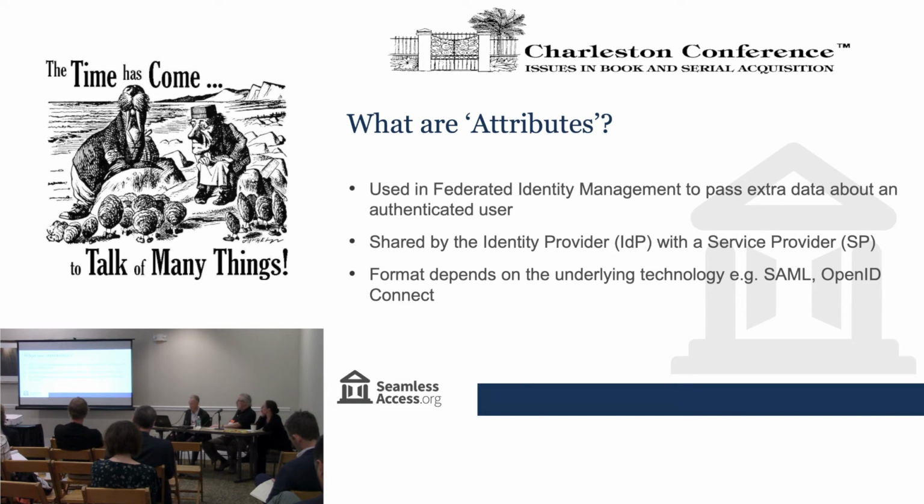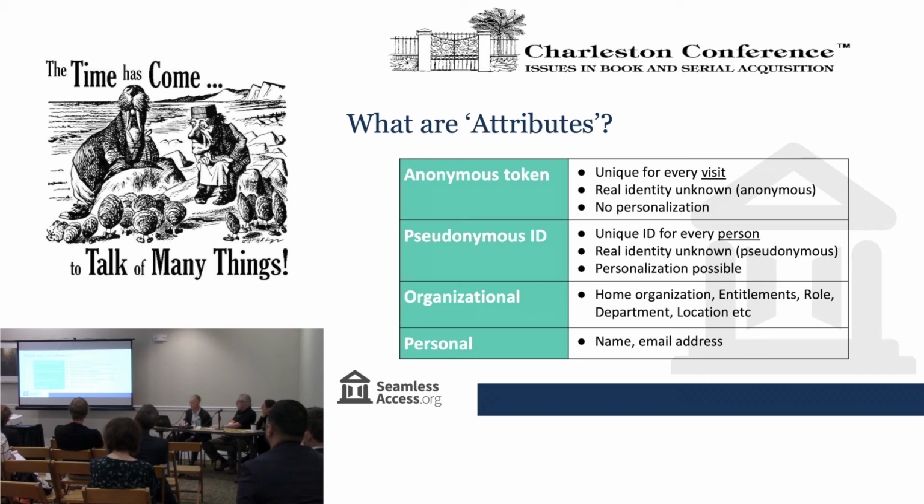So, in federated identity management, attributes represent extra data about an authenticated user. An attribute release is the process by which that data is shared as part of the sign-in process by an identity provider, IDP, such as your institutions, to a service provider, or SP, like a publisher. The format the attribute takes depends on the underlying technology. For example, most of you have probably heard of SAML, the technology that underpins Shibboleth and OpenAthens, but there are other technologies you can use to support federated identity management, such as OpenID Connect, which is used by Facebook and Google.